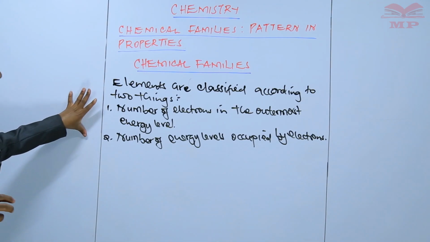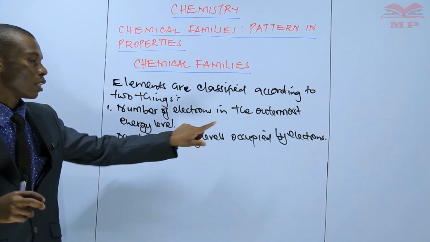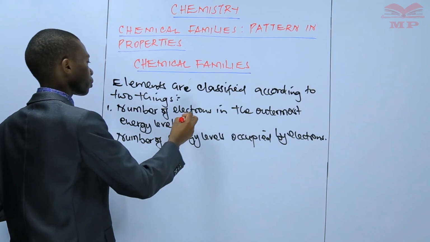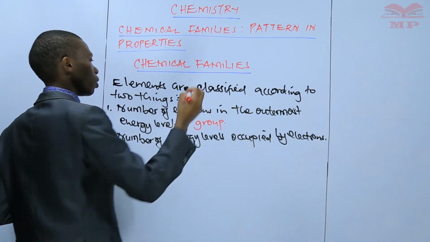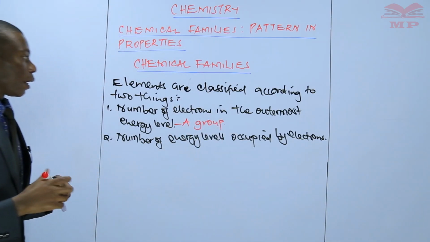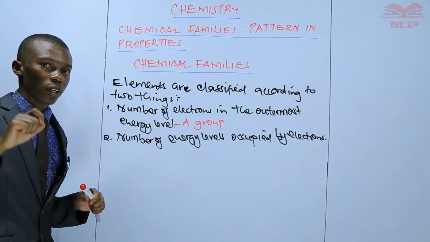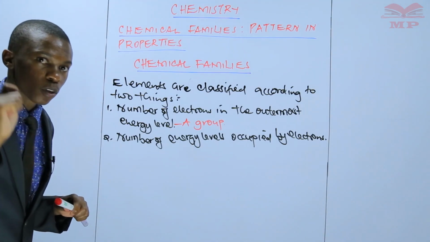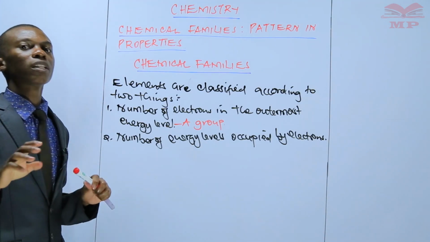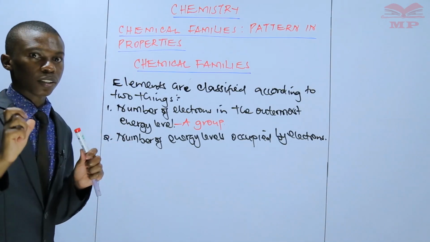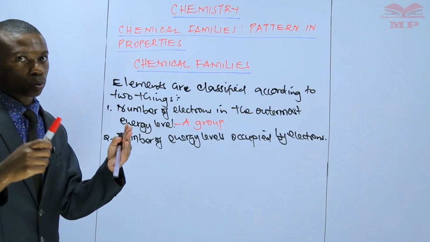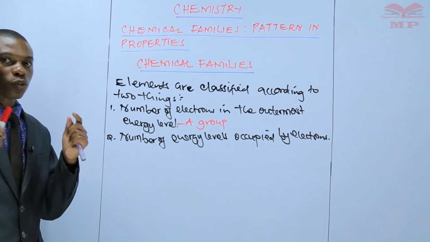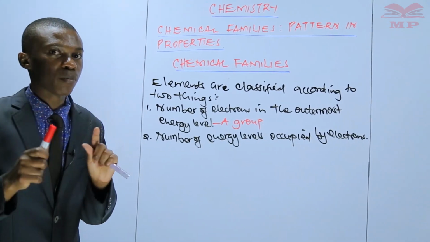So when elements are classified according to the number of electrons in the outermost energy level, this is when you form or when you have a group. Therefore, elements which have the same number of electrons in the outermost energy level are found in the same group of the periodic table. In the periodic table, we have 8 groups. These 8 groups are just 1, 2, 3, 4, 5, 6, 7, 8. And these groups are written in Roman numerals.